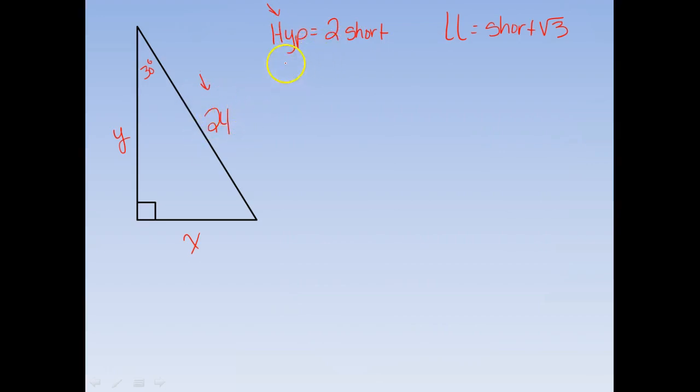So the hypotenuse is 24 equals 2 times, and the variable for the short leg is x, 2x. And then you just solve for x. Use your basic algebra. Divide both sides by 2, x equals 12. So now you have your short leg is 12. So you're going to use your short leg to find your long leg. Your long leg is y.